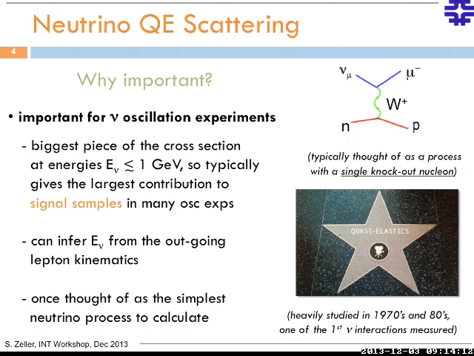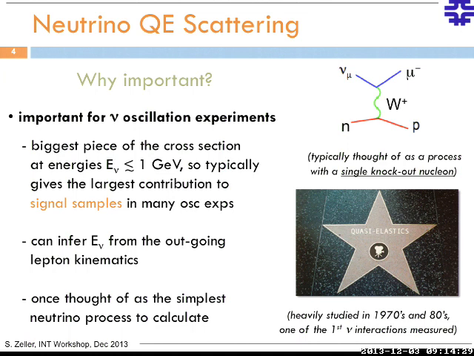So if you can just get the neutrino energy from the lepton, that's very advantageous. It's also once thought of as the simplest neutrino process to calculate. For free scattering, it's typically thought of as a process with a single knockout nucleon. So you have a muon and a proton in the final state.